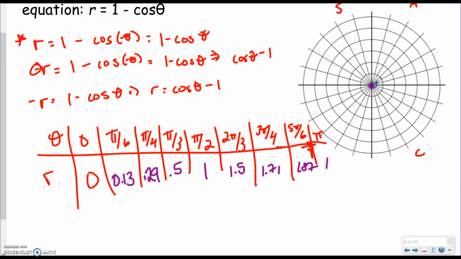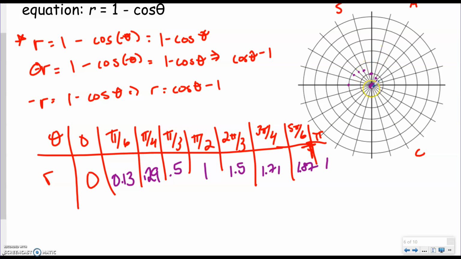At 0, 0. Pi over 6 is 0.13, so this is really small here. Pi over 4 is 0.29. Pi over 3 is 0.5. Pi over 2 is 1. 2 pi over 3 is 1.5. 3 pi over 4 is 1.71. Whoops, I marked those in the wrong spot. Let's undo those last two. Move them over one. 1.87 at 5 pi over 6, and then I get 1 for pi.